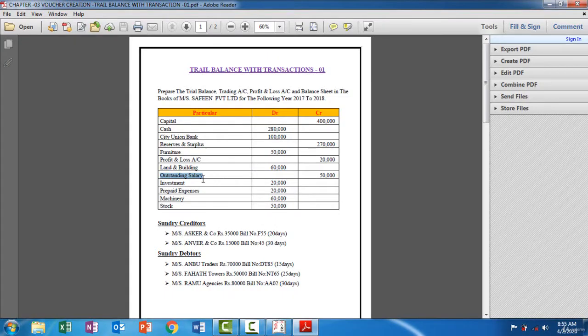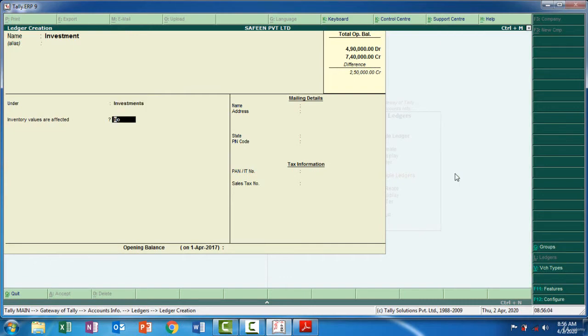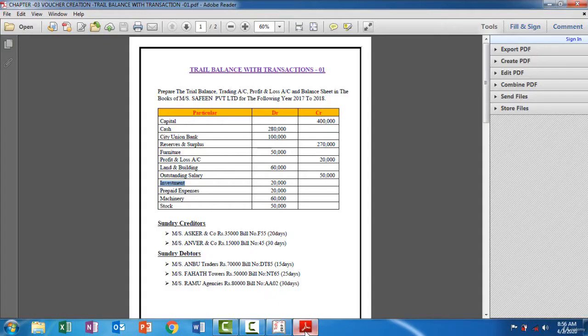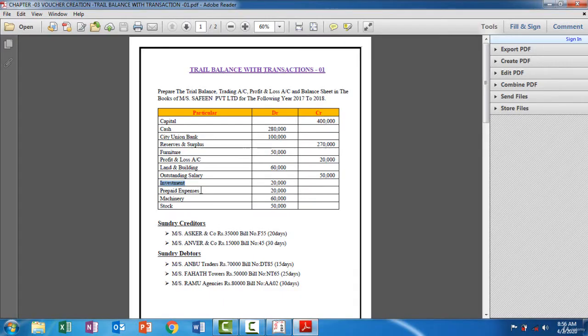Next one is investment. Investment is one of the assets for us. So if you look in the list of groups, investment is also one of the groups. So I'm going to choose the investment here. The amount is 20,000. I'm going to enter 20,000. Yes.